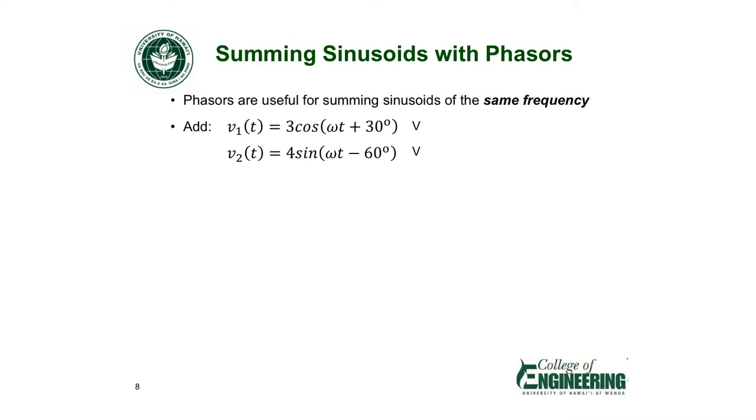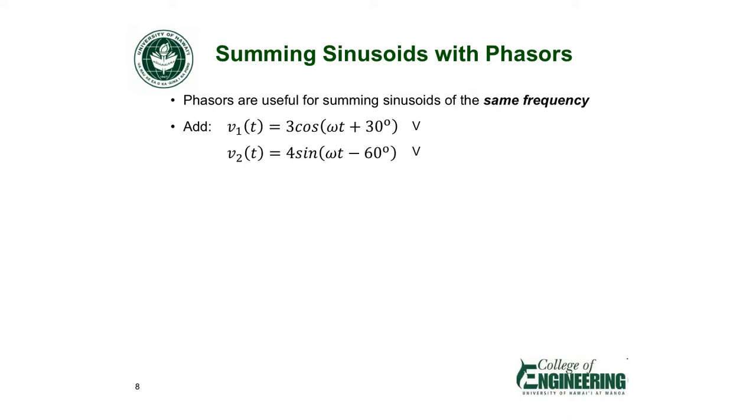It just assumes you're remembering what frequency the signal is at, and that information is not included in the phasor representation. So if these two signals were at different frequencies, I cannot add them using the phasor representation.